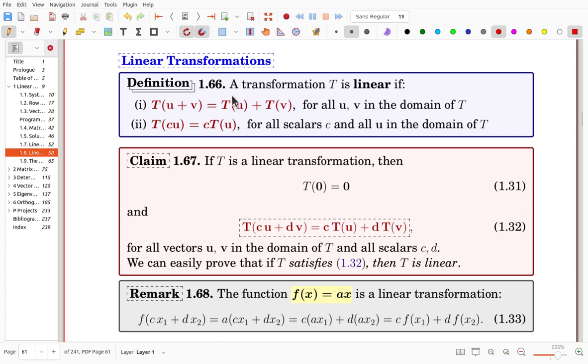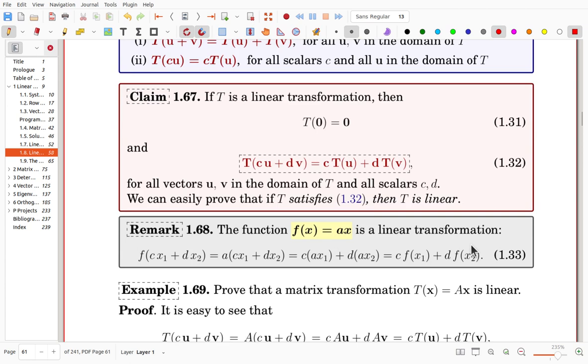That means these two conditions are equivalent to this one condition. So in most cases, we try to check only this condition, and once it is satisfied, then we say that the transformation is linear. Okay, the linear transformation is a kind of function here, AX. You learned this one from high school: just a simple line passing through the origin of the XY coordinate system with slope A. This is a linear transformation.